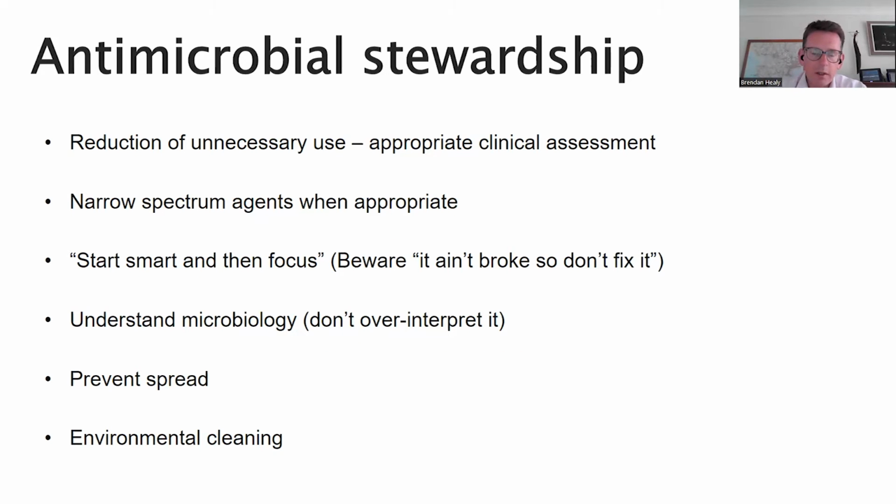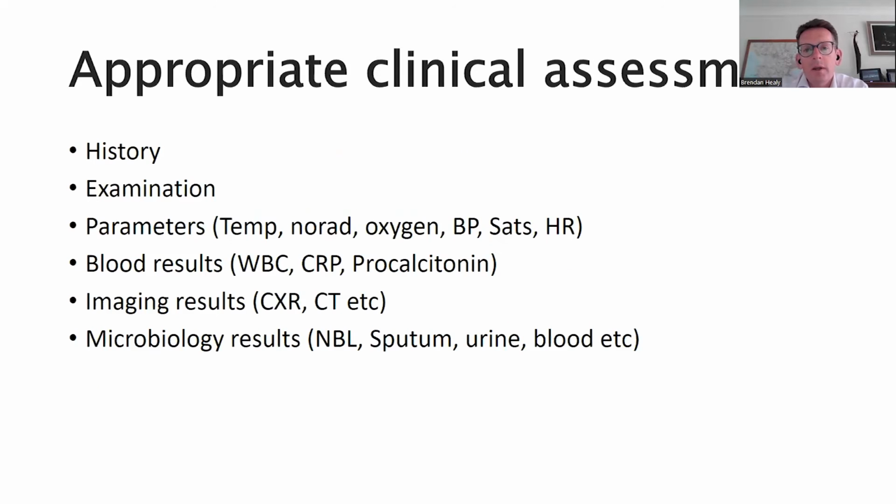So in terms of reducing unnecessary use, one of the first parts of that is the appropriate clinical assessment. And these are the sorts of things that we look at when we do our ward rounds on the ITU. So we're always interested in the history, of course. In the ITU setting, history is often limited or not available once the patient has been intubated and ventilated. And that means you're relying more on other features, such as the examination. And then we look at their parameters: the temperature, noradrenaline requirement, oxygen requirement, blood pressure, saturations, and heart rate.